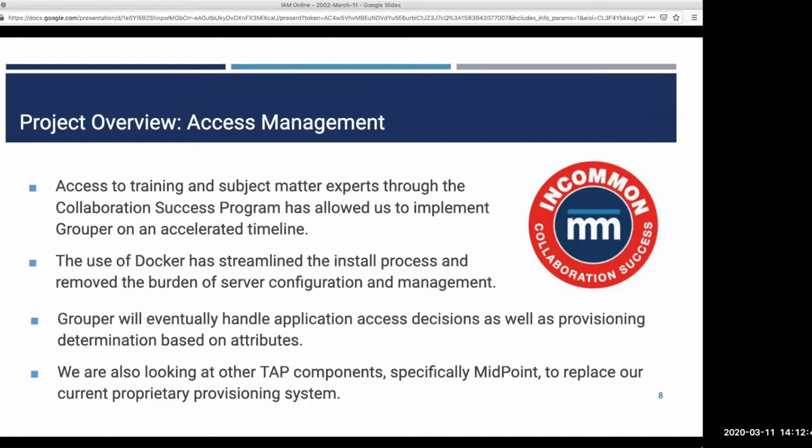And also moving to Docker was a new experience for us. We don't currently have any production services in Docker, but that's definitely made it easier to adopt at least Grouper, and we're going to be moving Shibboleth to Docker in the near future.